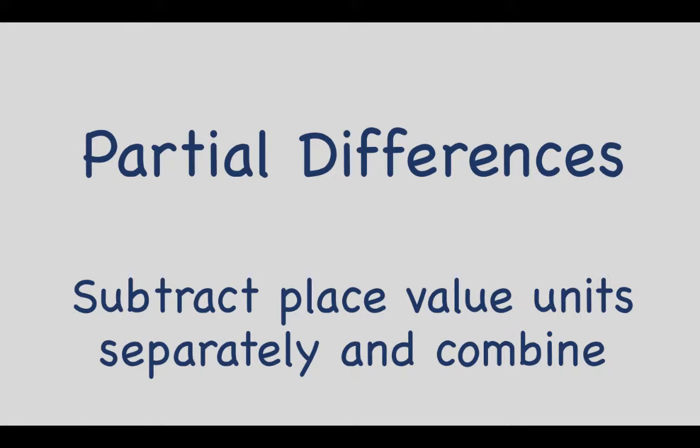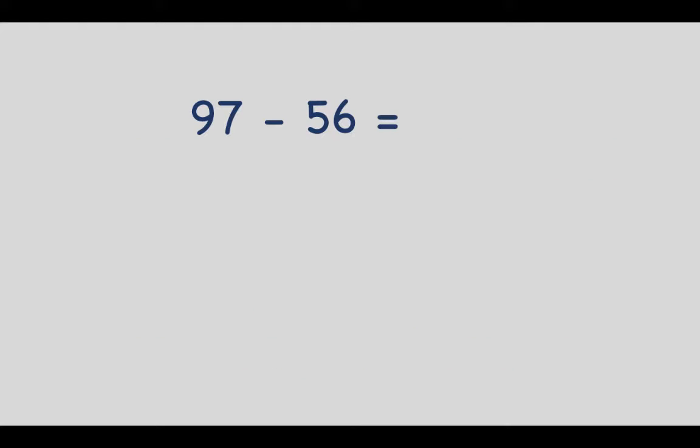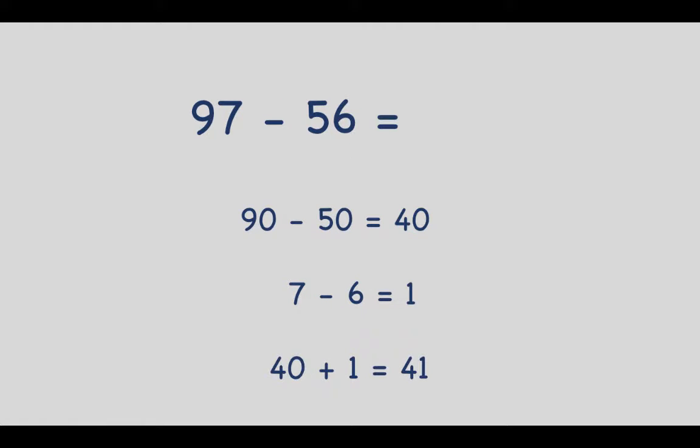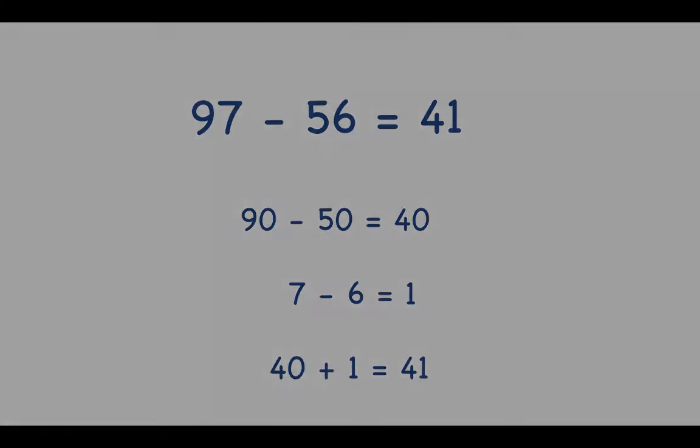Partial differences involve subtracting place value units separately and then combining these partial differences to obtain the whole difference. For example, in our problem 97 minus 56, first we can subtract the tens, 90 minus 50, to obtain 40. Then we can subtract the ones, 7 minus 6, to obtain a partial difference of 1. When we combine the partial differences, the whole difference between 97 and 56 is 41.